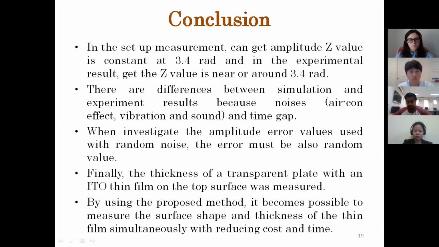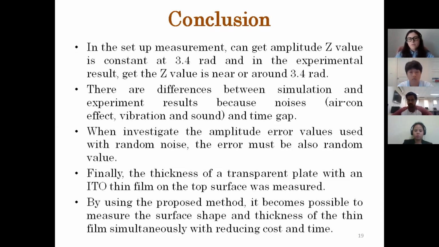Let me conclude my presentation. In the simulation, we can get amplitude that is constant at around 3.4 radian. In the experimental result, we can get the Z value near 3.4 radian. There are differences between simulation and experiment because of noise, echo effect, vibration, sound, and time gap. When investigating the amplitude error value, we use random noise. The error must also be a random value.